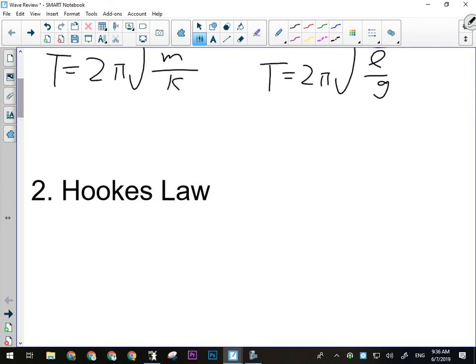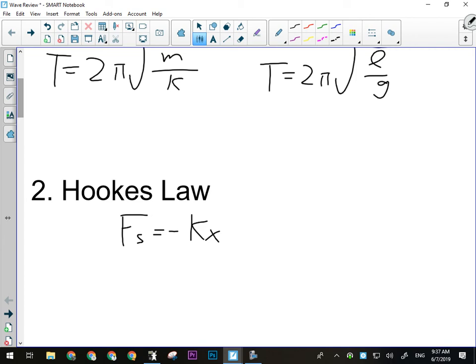Then we talked about Hooke's law. Remember that Hooke's law calculates the restoring force that we were talking about in the first one here. And that is negative k times x. The negative sign, remember, is there to make sure that the force has a vector that is always opposite the displacement. If I stretch a spring to the right, the spring needs to pull to the left. So that's what Hooke's law always talks about, the restoring force in a spring.